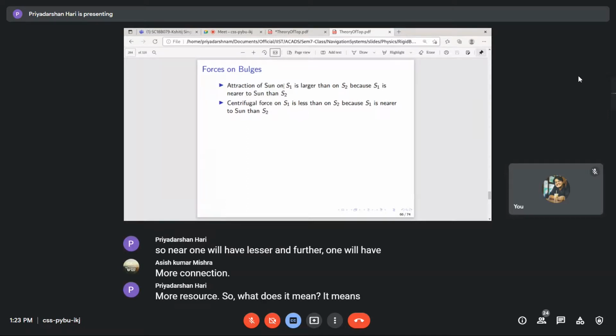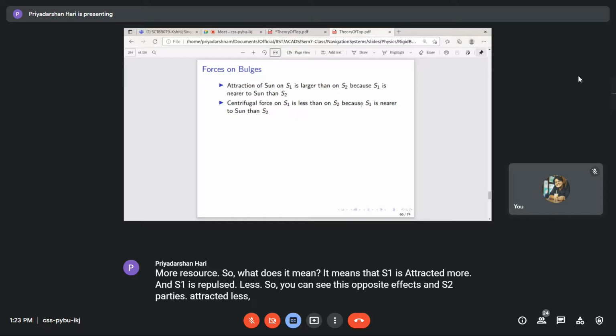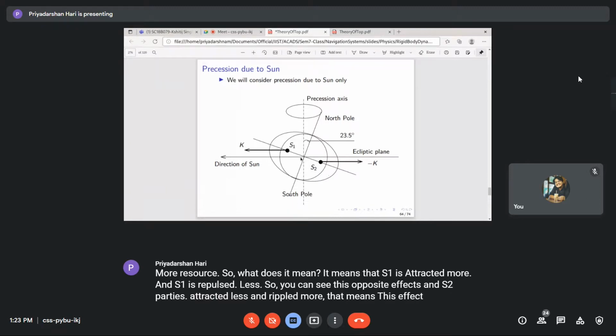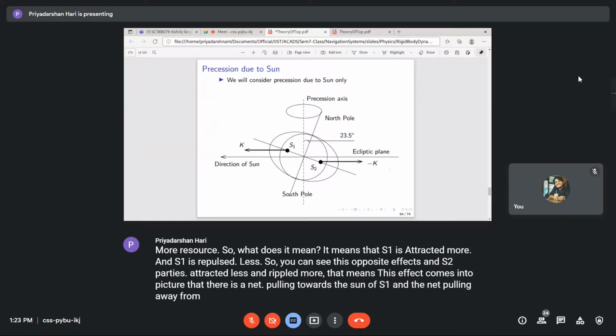So what does it mean? It means that S1 is attracted more and S1 is repulsed less. So you can see these opposite effects, and the S2 part is attracted less and repelled more. That means there is a net pulling towards the sun of S1 and a net pulling away from the sun for the S2 part. Is that okay?